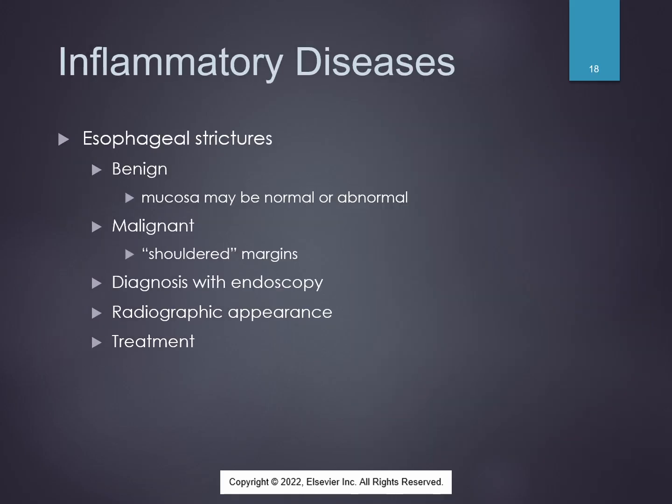Alright, we are moving on to inflammatory diseases. So strictures are abnormal narrowings that can be benign or malignant. Benign strictures are often smooth with tapered or obtuse margins, and the mucosa may be normal or abnormal. Abnormal mucosa presents during active inflammation or infection, whereas normal mucosa tends to be chronic. Malignant strictures often have unsmooth mucosa and irregular contours with acute or shouldered margins.